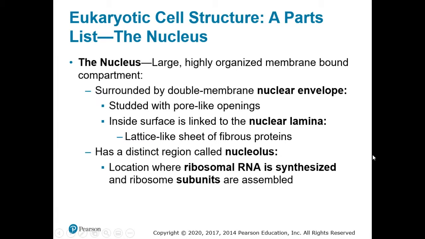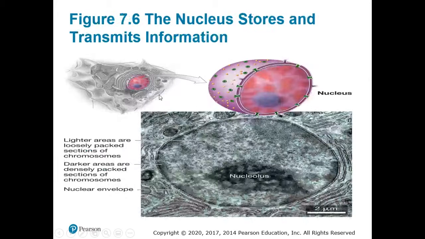recall the nucleus stores DNA, and it also transcribes DNA into RNA. Right? So it stores DNA and it transcribes DNA into RNA. The nucleus is surrounded by an envelope, which is a membrane that has pores. And so it has pores. Once that RNA is made, RNA needs to exit the nucleus through the pores.